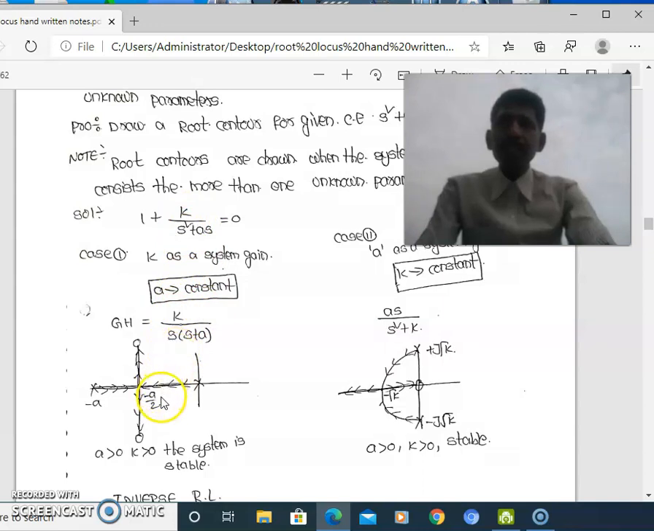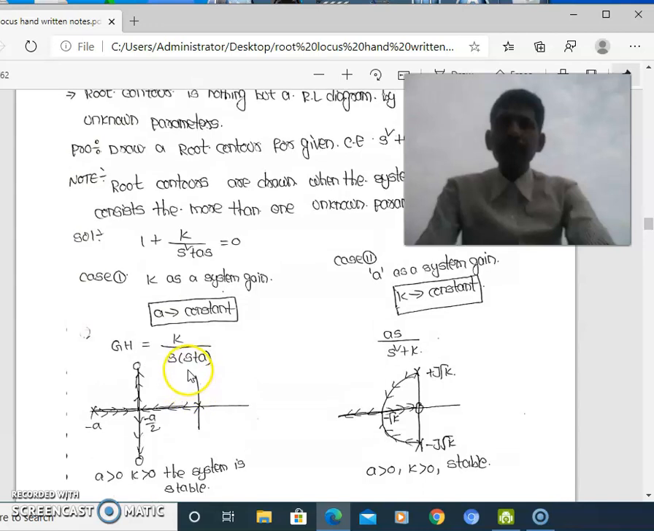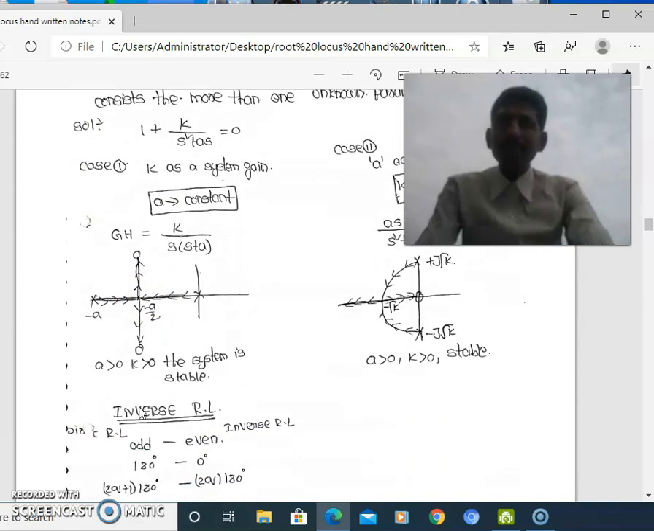Now, in this case, how many poles and how many zeros are there? 2 poles and there are no zeros. Where are the poles present? One pole is present at origin, one more pole is present at minus a. Always the root locus or root contour has to start from pole and has to end at zero. So we will be having here one breakaway point. A equal to 0, k equal to 0, the system is stable.